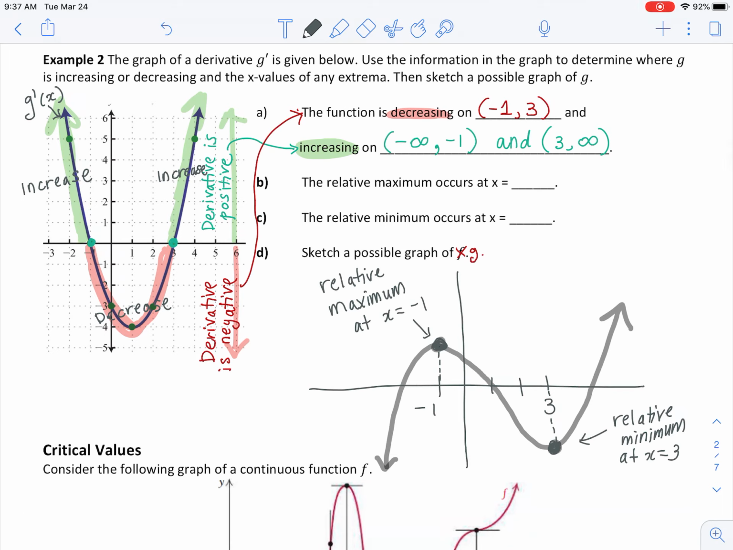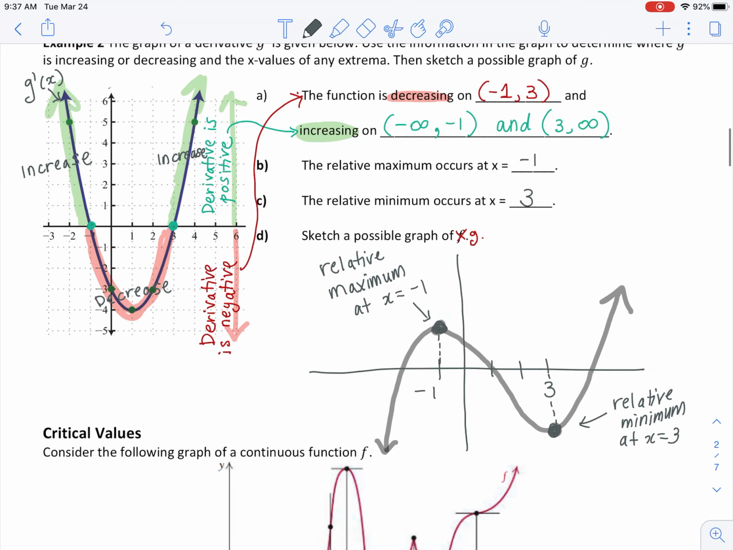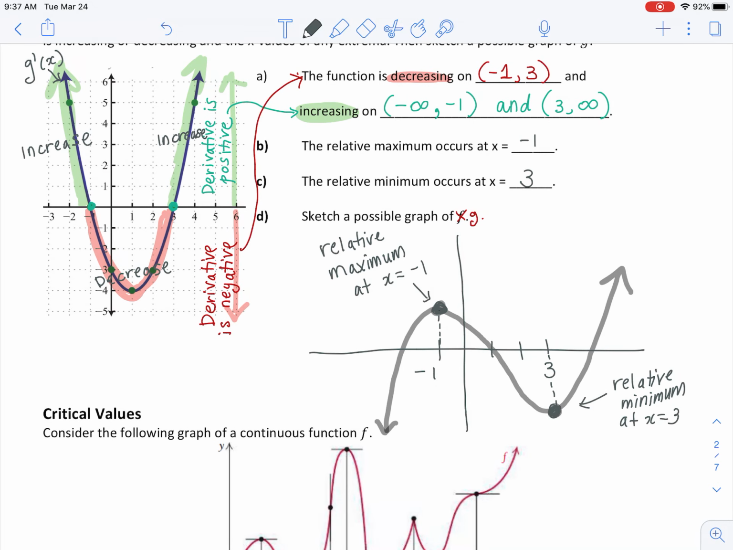All right, let me fill in these two blanks that I didn't. Relative maximum at x equals -1, and relative minimum occurs when x equals +3. So that's it for example 2. I may talk about critical values, and then I will stop the video and I will come back and record the rest of them, okay?